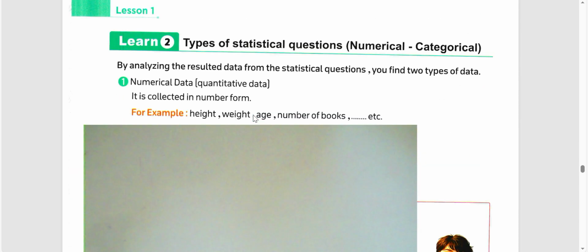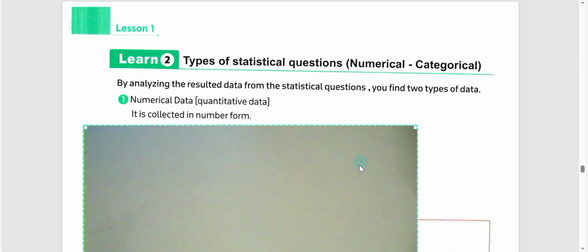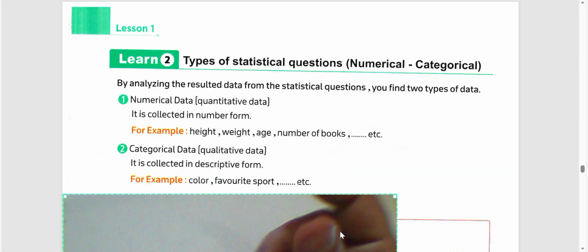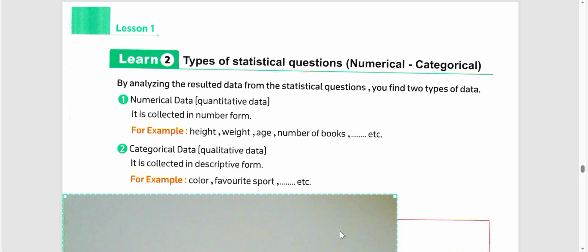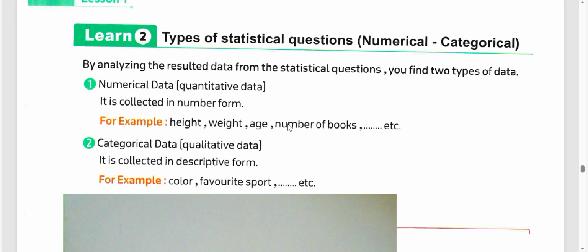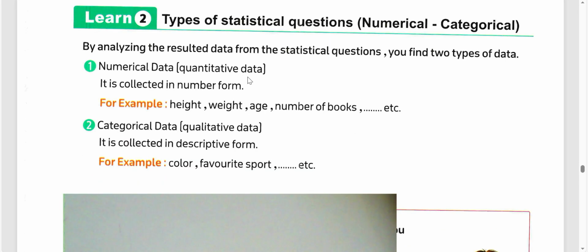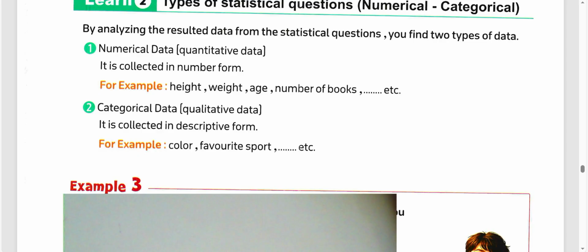Okay. Now we write numerical and categorical data. What is the difference between numerical and categorical data? Numerical data is like quantities. We call it quantitative data. Quantitative data contains numbers like height, weight, age. Quantitative data contains numbers, but qualitative categorical data contains words. We have numerical data, meaning quantitative data, and categorical data will be qualitative data, like color, favorite sport, and so on. Okay, you must know the difference between them.